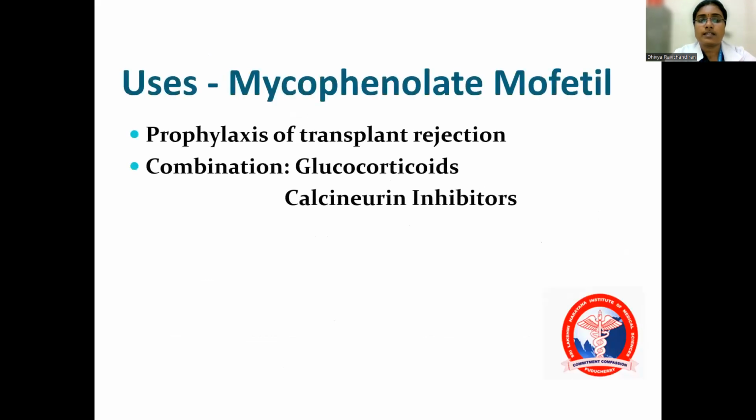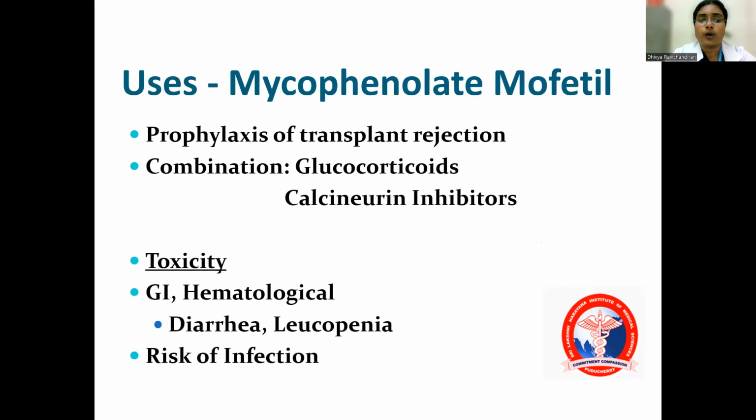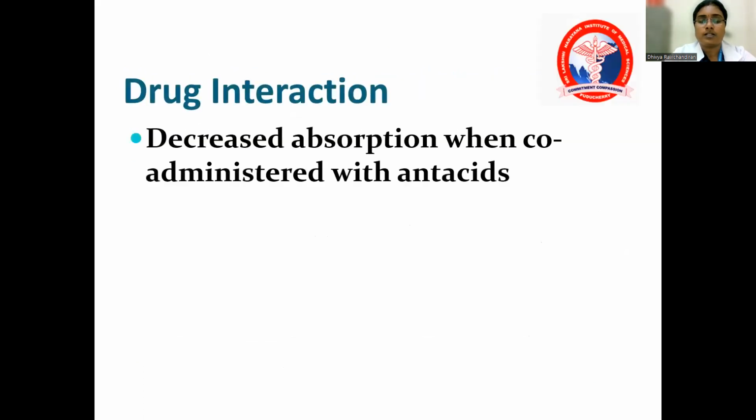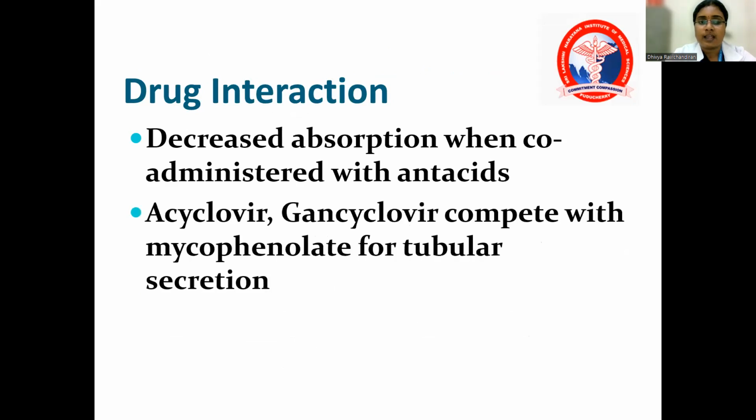Uses are prophylaxis of transplant rejection. Combination with glucocorticoids and calcineurin inhibitors is effective. Some of the toxicities are GI toxicity and hematological toxicity. It can cause diarrhea and leukopenia, and the risk of infection is higher. Drug interactions: absorption is decreased when co-administered with antacids. Acyclovir and ganciclovir compete with mycophenolate for tubular secretion.